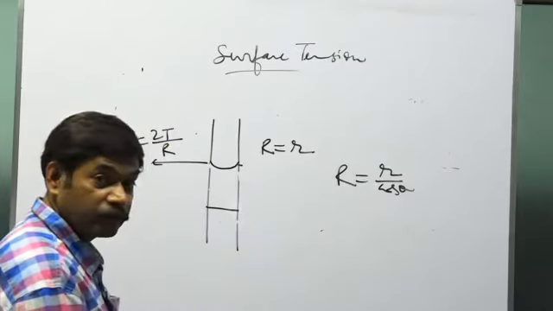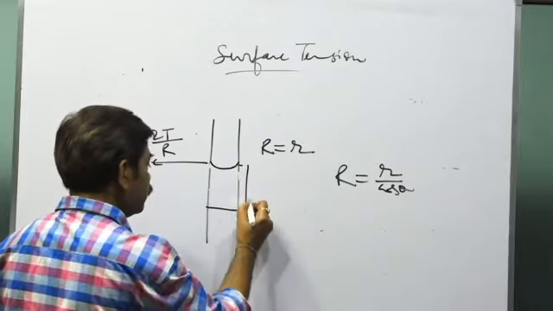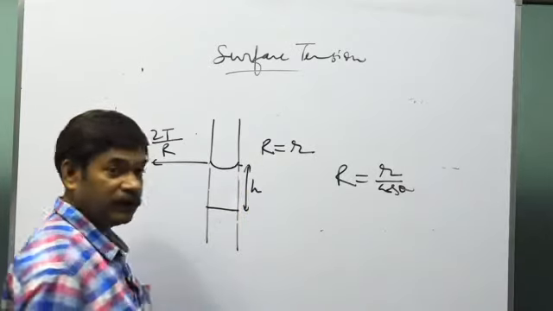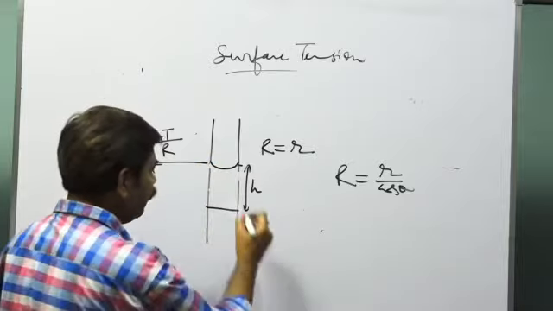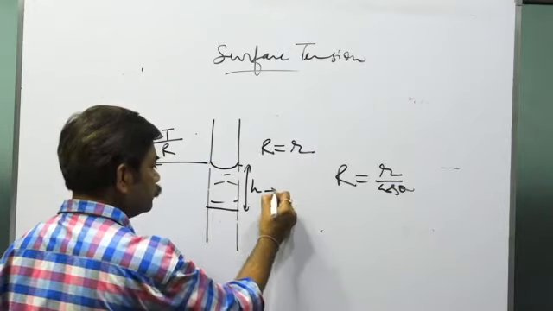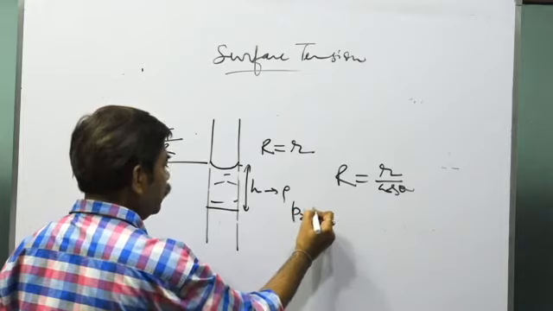2T by R. Now suppose this is the column of liquid of height h. Now this column of liquid of height h, whose density is rho, will generate a pressure P2 that will be equal to h rho g.